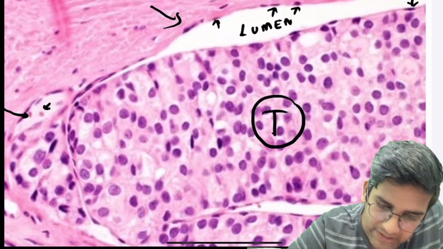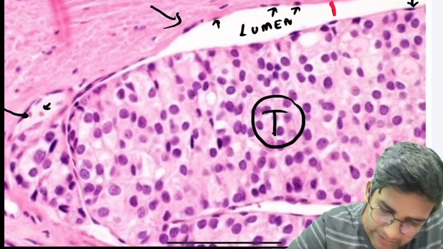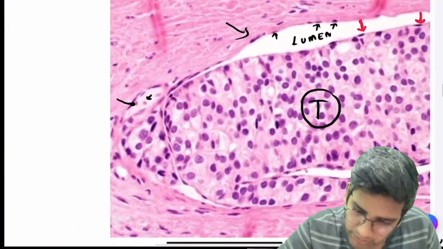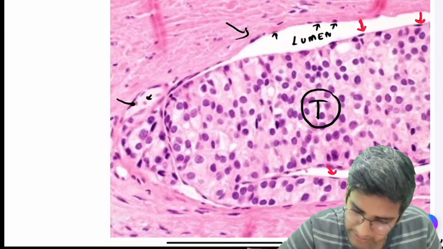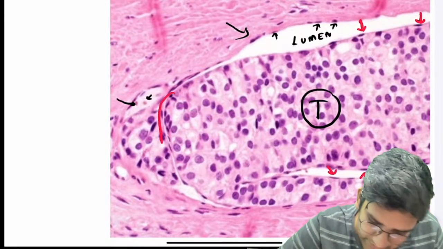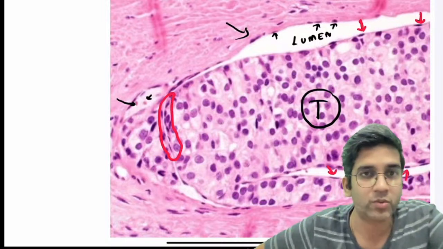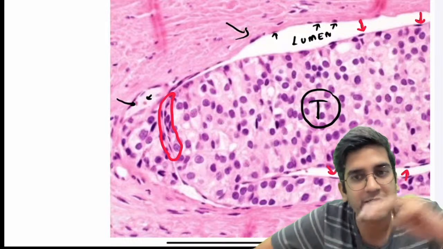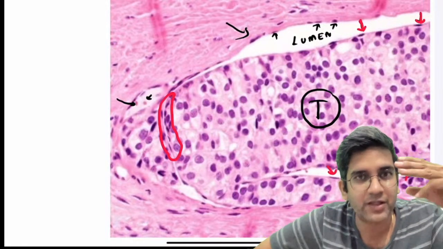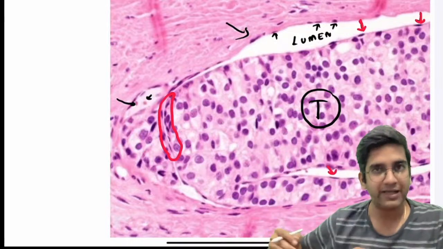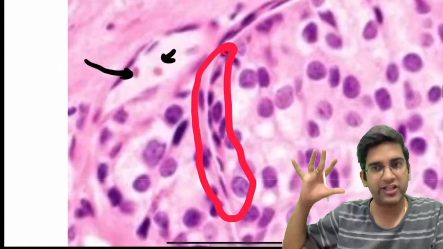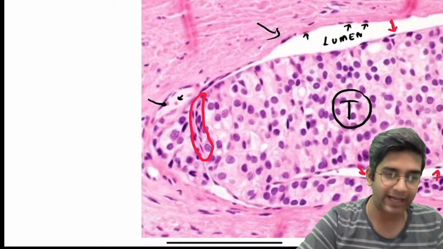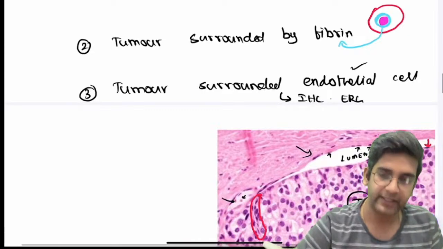Can anyone tell me what this cell is? Maybe I'll use a red color arrow mark. Tell me what are the cells which I'm marking with the red arrows. Look at the beauty here. What are those? Those are also endothelial cells. Can I say now this fits into my third criteria for angioinvasion? I am having tumor surrounded by, wrapped by endothelium. So if you have tumor cells wrapped by endothelium, I can definitely call it angioinvasion by this criteria.